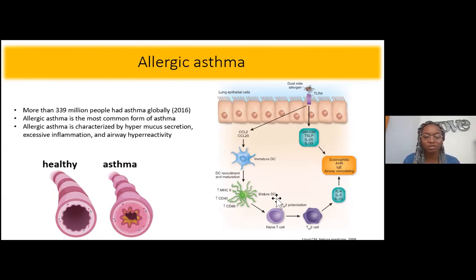But to give a brief introduction with what we already know, we know that during allergic asthma, the lung epithelial cells are exposed to some type of allergen, in this case, house dust mite. And this initiates the recruitment and maturation of dendritic cells, which then are going to move into the secondary lymphoid system. And it's there that they're going to present a piece of the allergen to naive T cells and induce a Th2 or T helper 2 polarization.